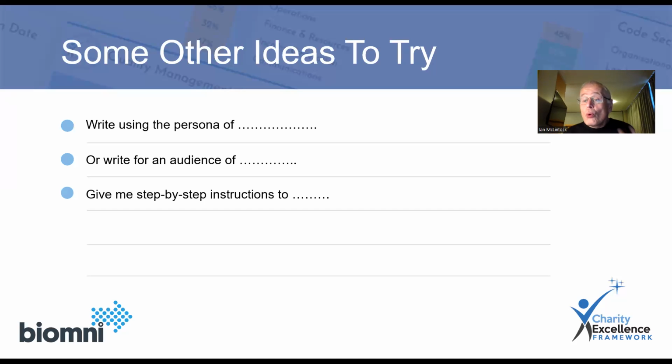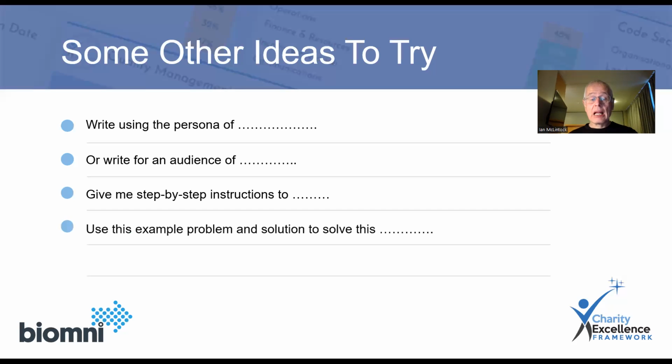Give me step-by-step instructions on how to do this. So if you don't know how to run the fete, ask it for step-by-step instructions. Nice and simple and clear. And use this example problem and solution to solve this. This works great in areas like coding, but you can also use it for other things. So for example, if someone had created a template for the winter fair 5 years ago, totally out of date, really not your thing, but do you know what? That was a really good way to do it.